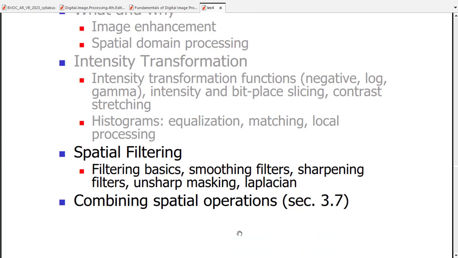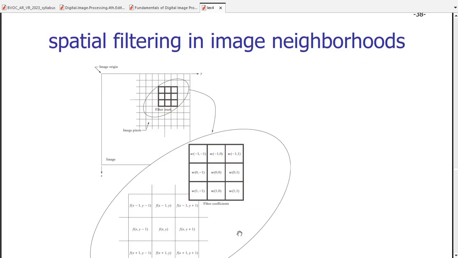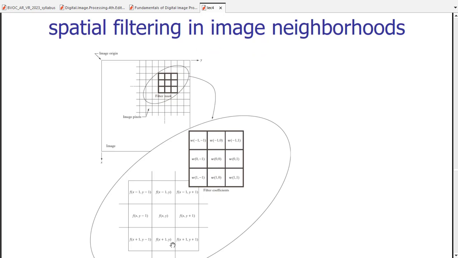So here we come to spatial filtering. Spatial filtering in image processing works on nearby neighborhoods. For example, the central window is W of 0, 0, and the upper and lower levels are maintained along the y-axis, and the left-hand side is maintained from 0 along the y-axis.